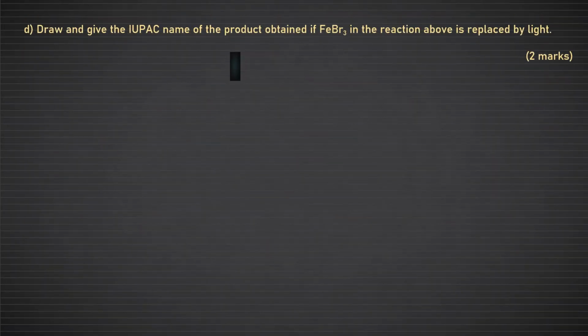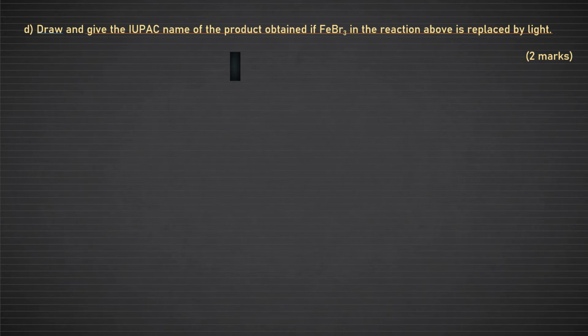Next, let's continue with question D. Question D asks us to draw and give the IUPAC name of the product obtained if iron(III) bromide in the reaction above is replaced by light. The total is 2 marks. If we look at this question, there are two things to do. First, we need to draw the product obtained, and second, we need to give the IUPAC name of the product obtained. So it is better for us to underline it in order to avoid missing some points.